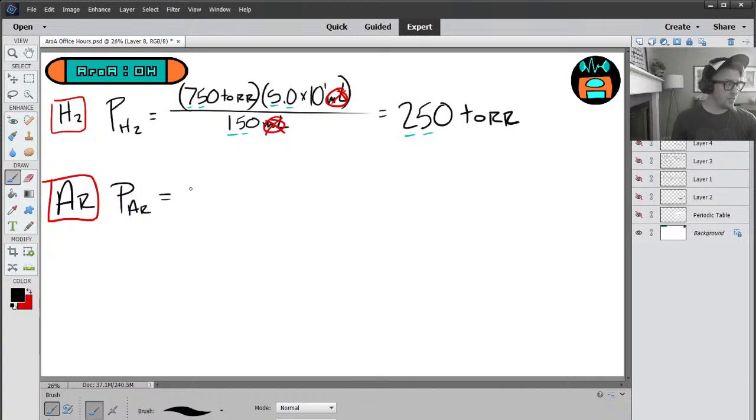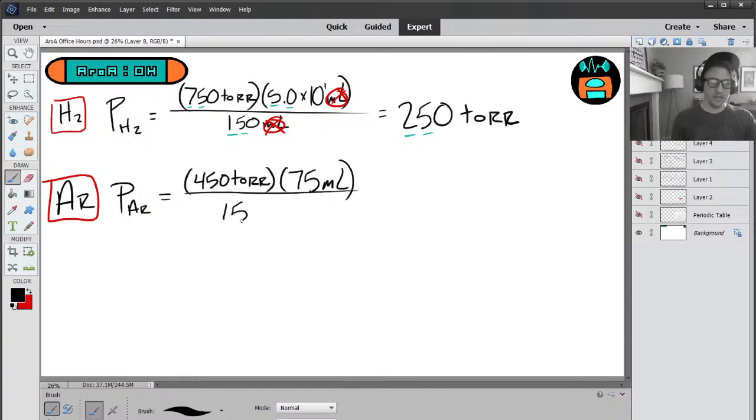So argon's initial pressure was 450, excuse me, 450 torr. We always got to include units. Its initial volume was 75 milliliters, and its final volume is 150. As before, volume cancels. Now we get 450 times 75 divided by 150.